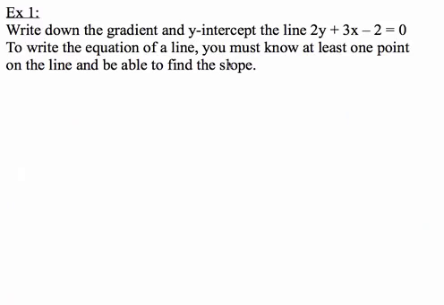Okay, let's look at a few other examples. Write down the gradient and y-intercept of this line. Write down the equation of the line, and you must know at least one point on the line to be able to find the slope. Okay, so we're going to find the gradient and y-intercept of this, and this is in standard form or general form right now. We're going to change that to gradient-intercept form or slope-intercept form.